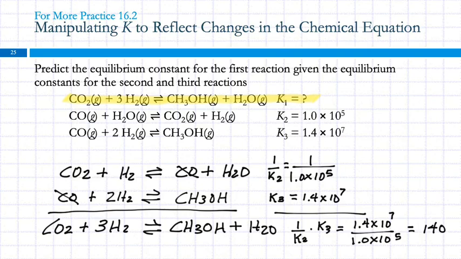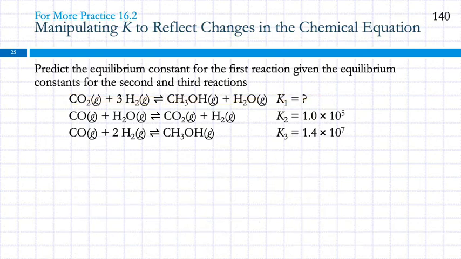Any other questions? The adding up the equations part is exactly the same. But how we manipulate the rate constant is different than how we manipulated the delta E's or delta H's because of how they're defined. 140.